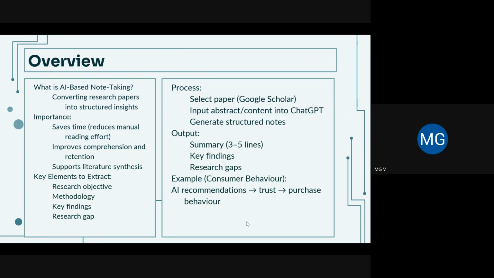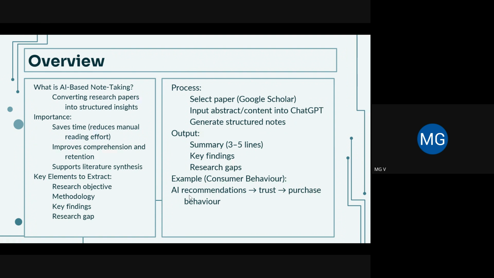The process begins by selecting relevant research papers from Google Scholar, as I have shown you yesterday. The abstract or key sections are then input into ChatGPT, which generates structured notes. However, you must validate these outputs to ensure accuracy and completeness. Final decision will be of the researcher. This approach significantly reduces time while maintaining academic rigor.